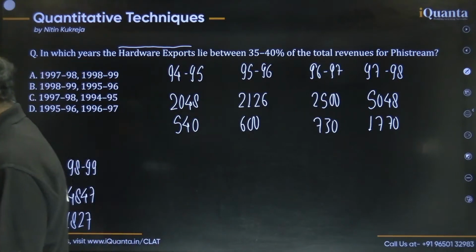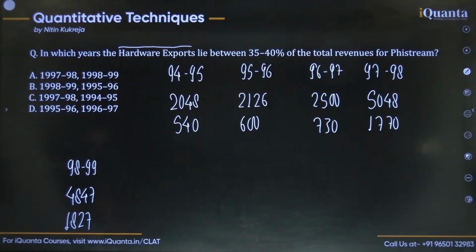I have written the total revenue of all the periods, and I have also written the revenue from hardware exports in all these years. Now we have to check in which year the revenue from hardware export is in the range of 35 to 40% of the total revenue, sorry. Okay, so how do we do this problem? We have to do some basic calculation, guys, right?